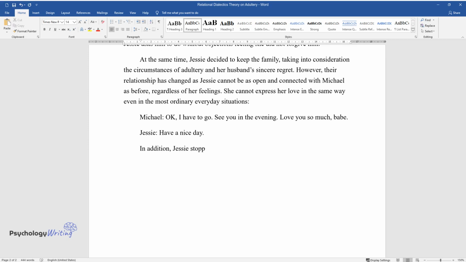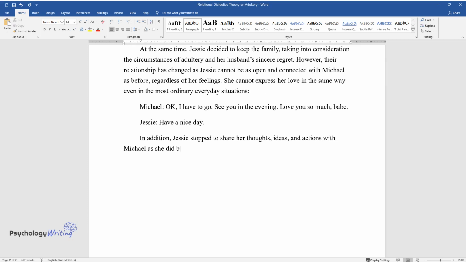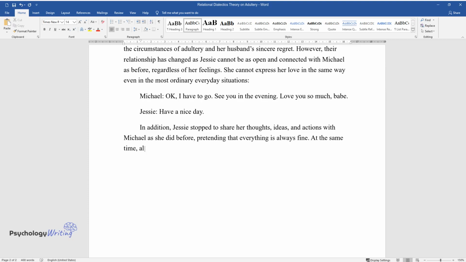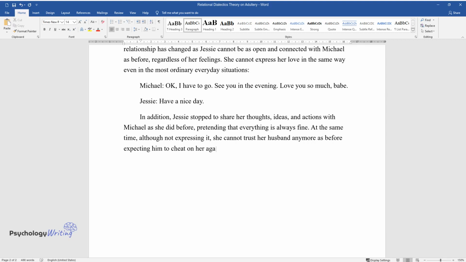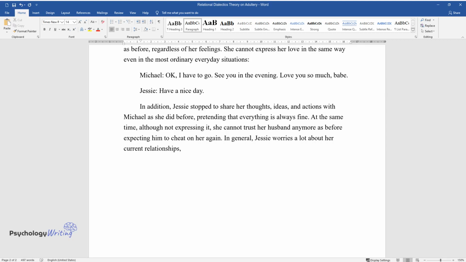In addition, Jesse stopped sharing her thoughts, ideas, and actions with Michael as she did before, pretending that everything is always fine. At the same time, although not expressing it, she cannot trust her husband anymore as before, expecting him to cheat on her again. In general, Jesse worries a lot about her current relationships, and she has never expected these changes before.